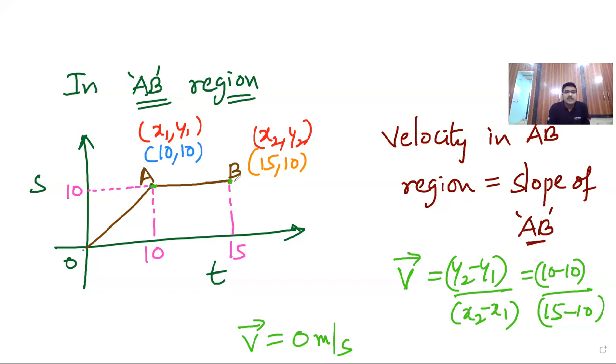Here also 10, here also 10. Though the time passed from 10 to 15 seconds, in those 5 seconds there is no displacement. The vehicle is at that place only. When there is no displacement, velocity becomes 0. Clear? That is the velocity.